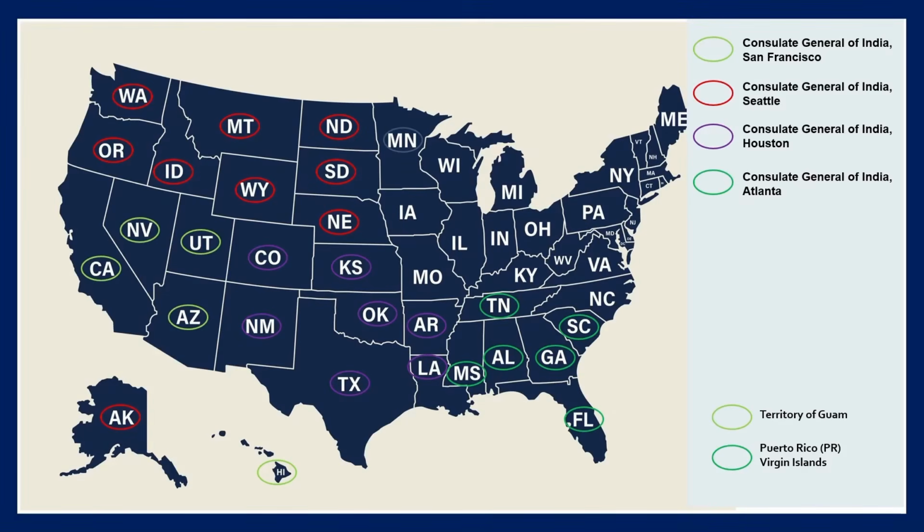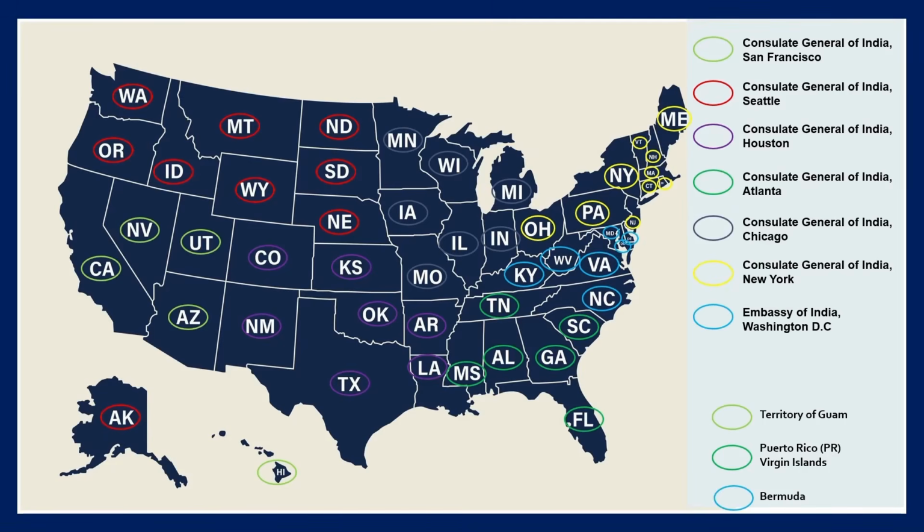Minnesota, Wisconsin, Iowa, Michigan, Indiana, Illinois, and Missouri to the Consulate General in Chicago. Ohio, Pennsylvania, New Jersey, New York, Massachusetts, Connecticut, Rhode Island, New Hampshire, Vermont, and Maine to the Consulate General in New York. Kentucky, North Carolina, West Virginia, Virginia, Washington, D.C., Maryland, Delaware, and Bermuda to the Embassy in Washington, D.C.